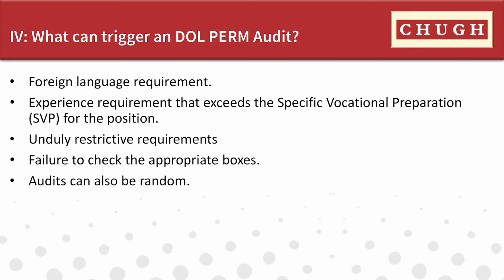What can trigger a DOL PERM audit? Foreign language requirements are common. An experience requirement that exceeds the specific vocational preparation, the SVP, for the position; unduly restrictive requirements; failure to check the appropriate boxes, if it's not caught electronically when you're trying to process the application. And audits can also be just randomly selected.